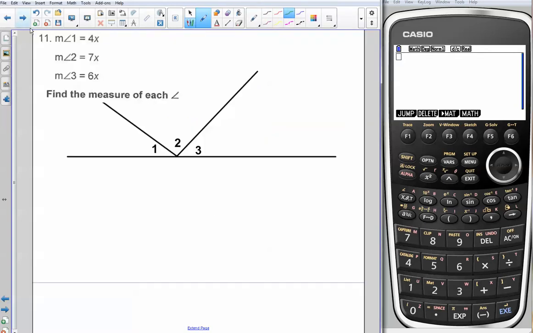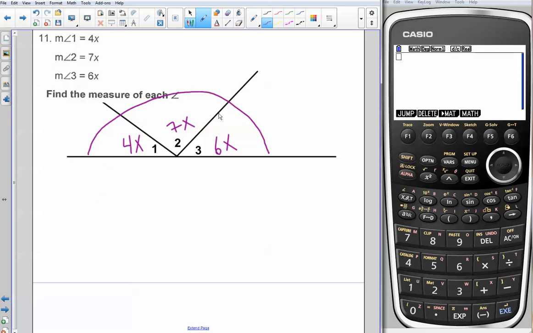Okay, this is from number 11 off of the assignment I gave you today, and it basically says angle 1, angle 2, and angle 3 are 4x, 7x, and 6x respectively. So I'm going to go ahead and write that in, and so we have 4x here, 7x here, and 6x. I don't know what x is. It's a variable. It could be 5, it could be 20, it could be some other weird number. Who knows?